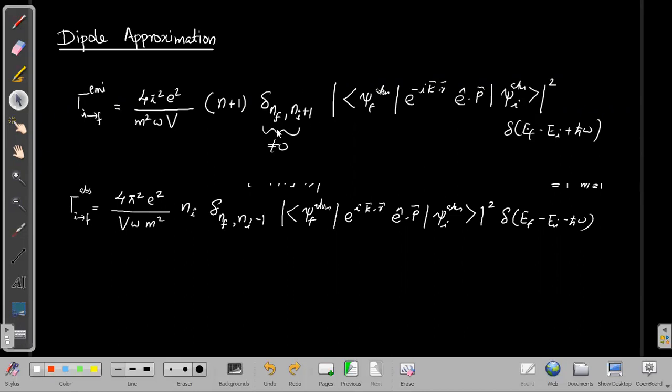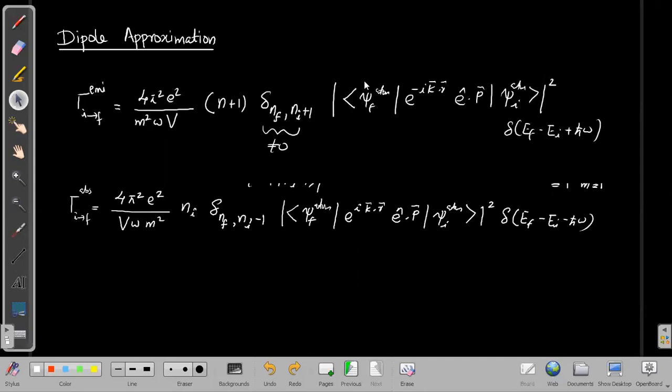So here the emission is possible only if the final photon number must be equal to the initial photon number plus one, and the final energy must be equal to h cross omega less than the initial energy. So that is the condition for the transition rate for emission, and similarly we have got the expression for transition rate for absorption.